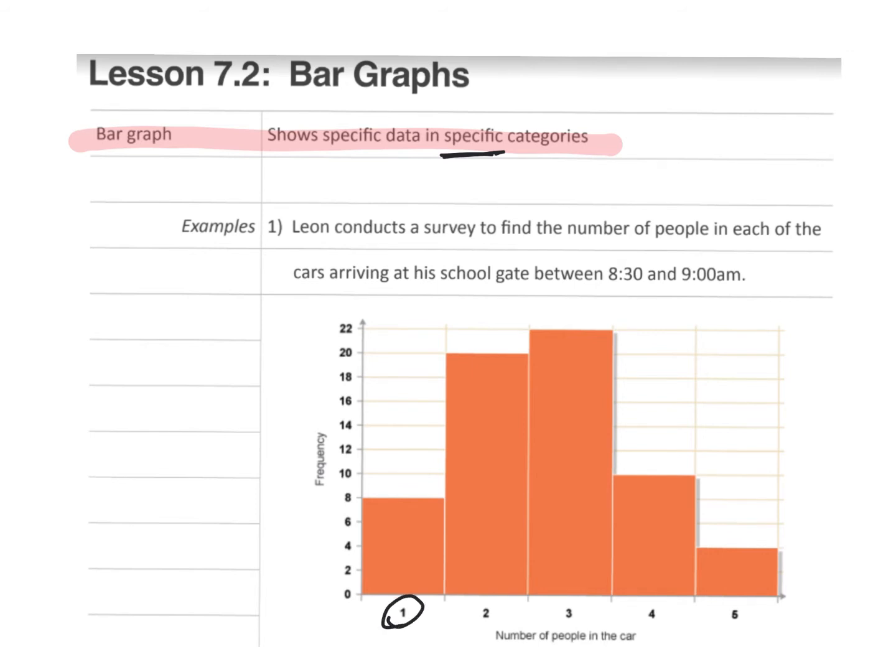So this is Leon conducts a survey to find the number of people in each car arriving at his school gate between 8:30 and 9. So he had 1 person, 2 persons, 3, 4, 5. So there were 8 cars that had only 1 person in it. There were 20 cars that had 2 people in it. There were 22 that had 3 people in it.